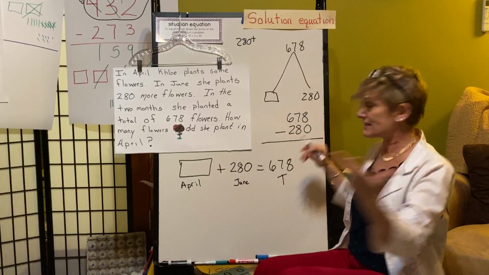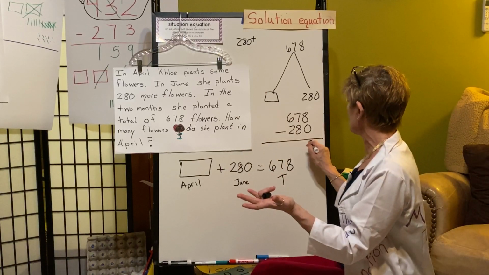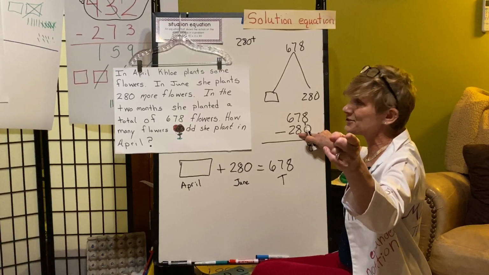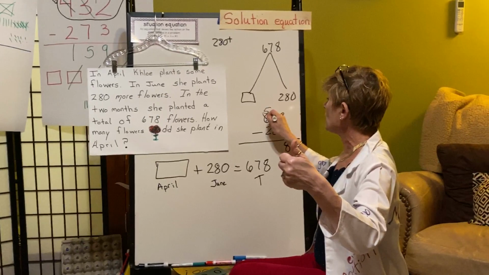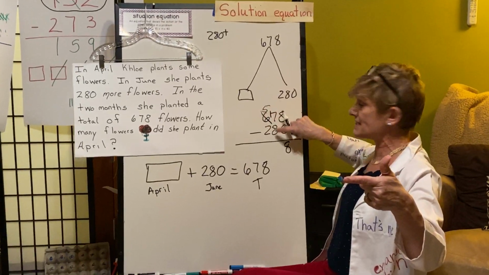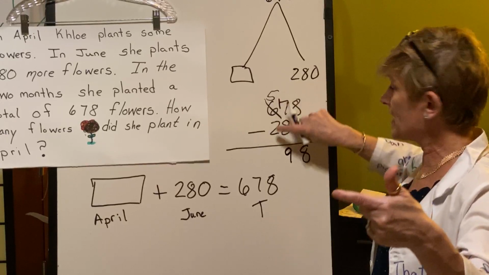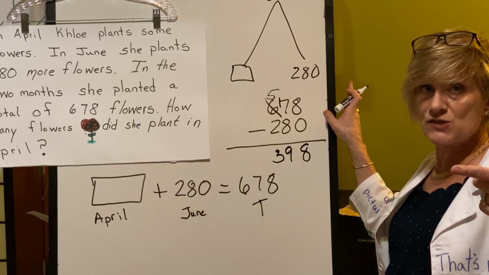I'm going to subtract. 8 take away 0, pretty careful, there's enough, it's just going to be 8. 7 tens take away 8 tens, can't do it, very good. Ungroup a 100, bring that 100 over. 17 tens take away 8 tens, 9 tens, 500 take away 200, 300. This is one way to solve it.